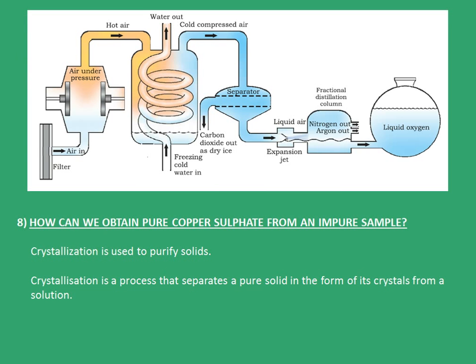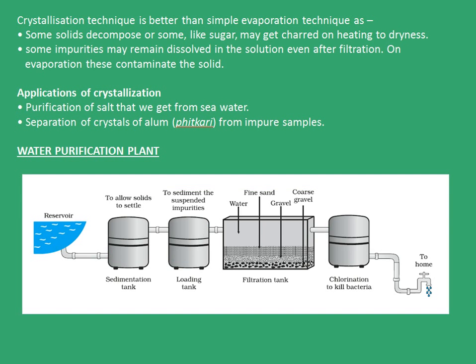The eighth one is, how can we obtain pure copper sulfate from an impure sample? In this case, the crystallization technique is used to purify solids. Crystallization is a process that separates a pure solid in the form of its crystal from a solution. Crystallization technique is better than simple evaporation technique as some solids decompose or some, like sugar, may get charred on heating or to dryness. Some impurities may remain dissolved in the solution even after filtration. On evaporation, these contaminate the solid.